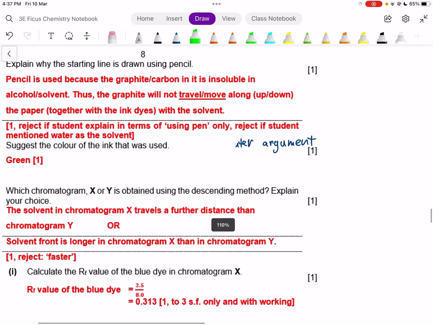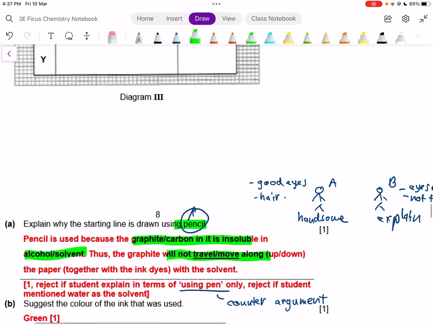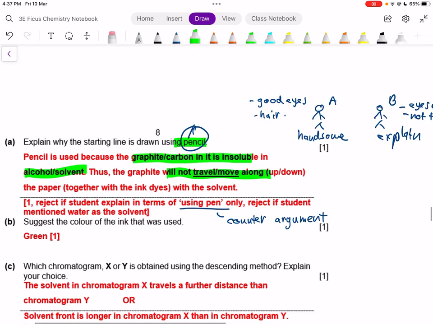Okay, then suggest the color of the ink that was used. Okay, so I think this one most of y'all know is green, blue plus yellow. Okay, some art here. This one I think was 100%. I'm not gonna explain much about this. Pretty much everyone knows it is green, I think. Seems like 100%. Yeah, I explained this one very clearly to you. Okay, very good.